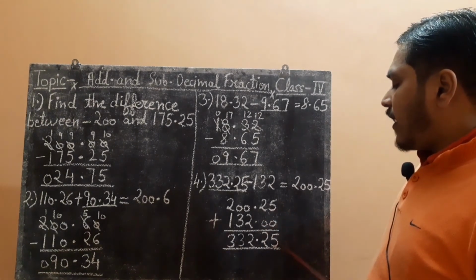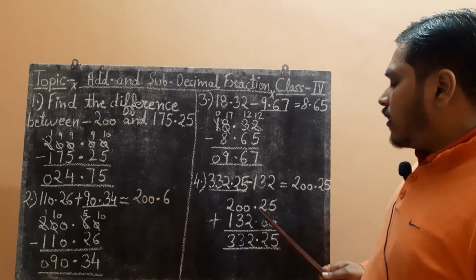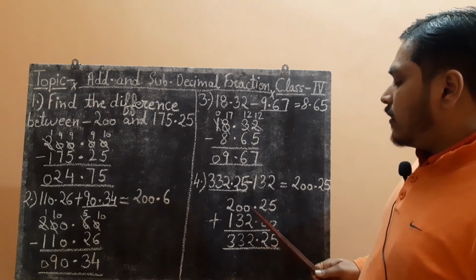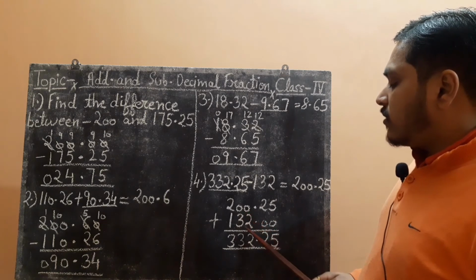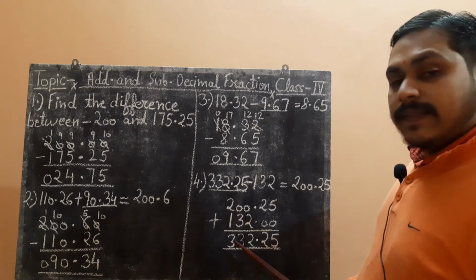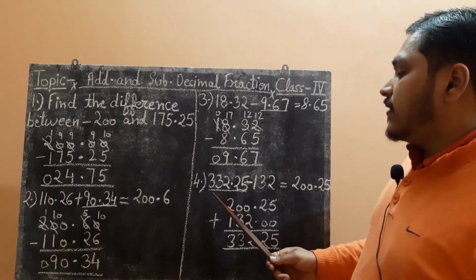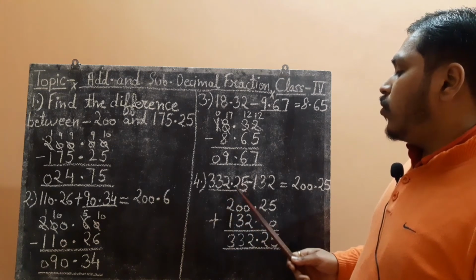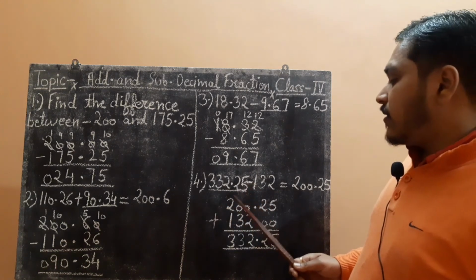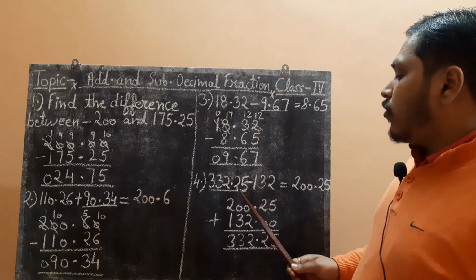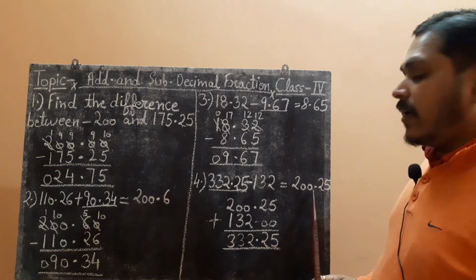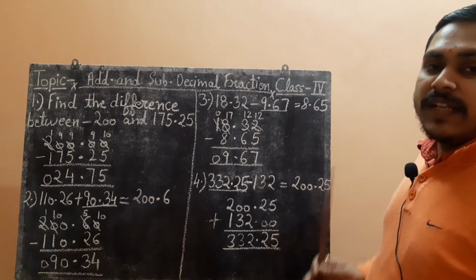5 plus 0 is 5, 2 plus 0 is 2, then place a decimal under a decimal. 0 plus 2 is 2, 0 plus 3 is 3, and 2 plus 1 is again 3. So your final answer is 332.25. And after subtracting 132 from this, you will get 200.25 as your final answer.